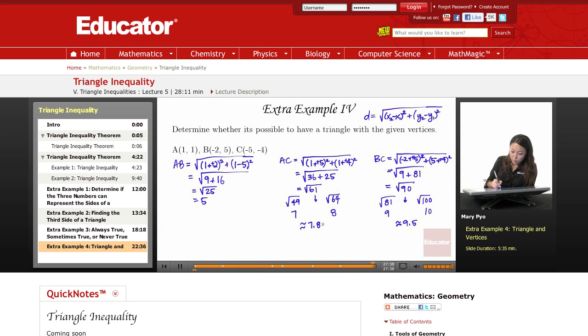So the two shortest sides would be 5 and 7.8. Now I know that if I add these two together, for sure I'm going to get greater than 9.5, right? So 5 plus 7.8 is about 12.8. And 12.8 is greater than 9.5. So this is yes. Okay, these vertices work. It is possible.